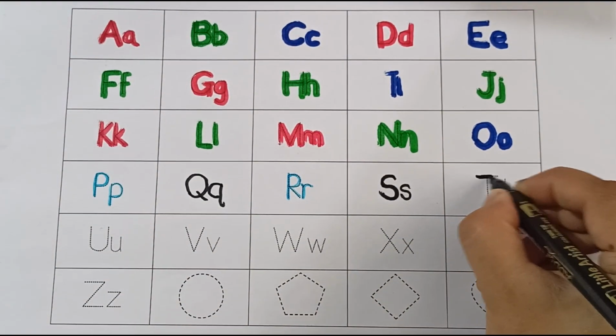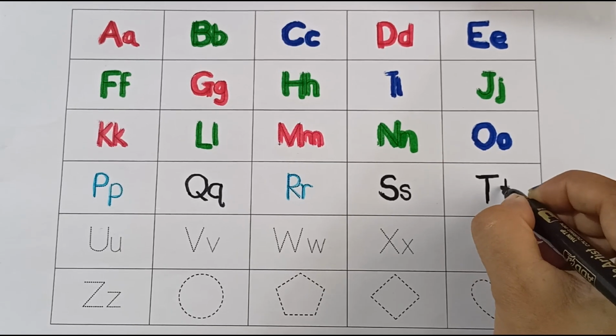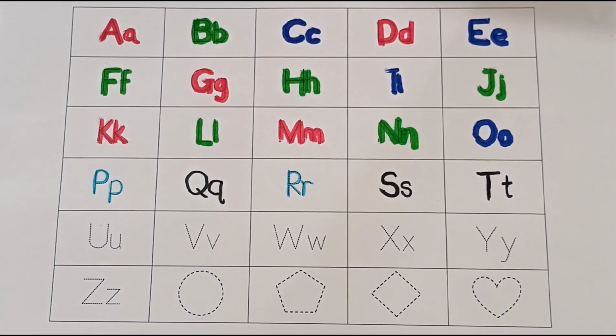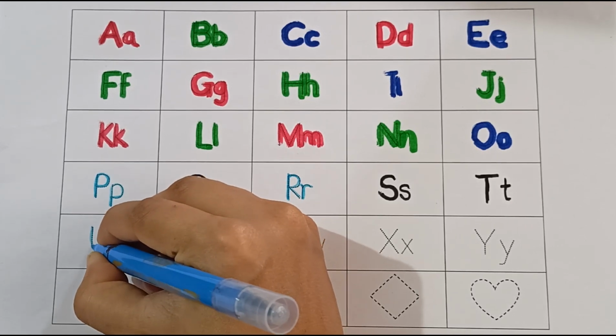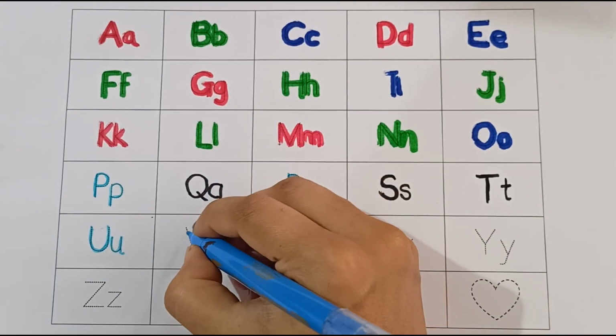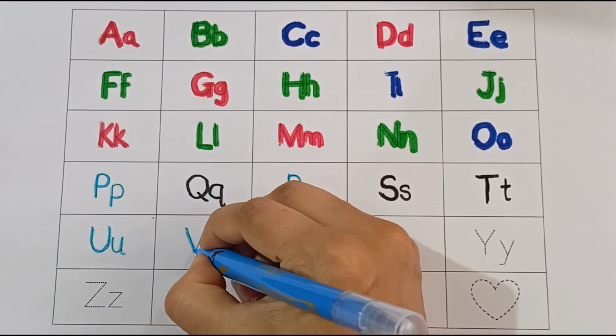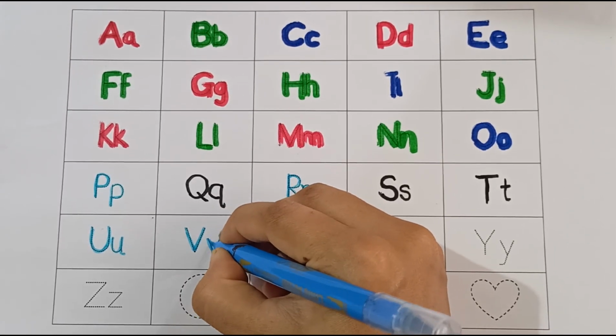This is capital T. T for tomato. This is small t. T for tomato. This is capital U. U for umbrella. This is small u. U for umbrella. This is capital V. V for violin. This is small v. V for violin.